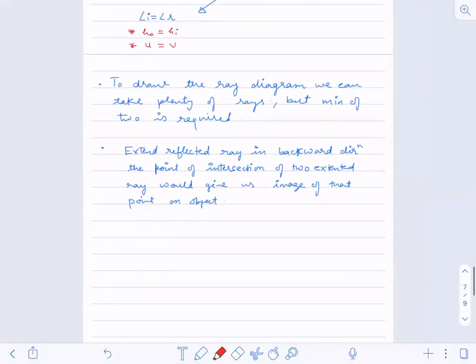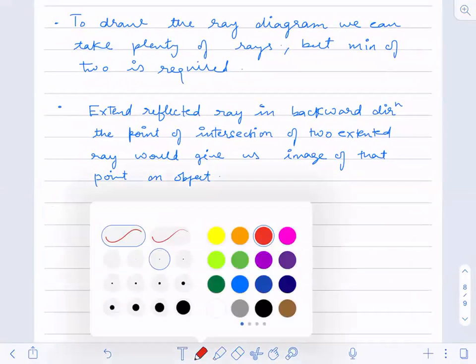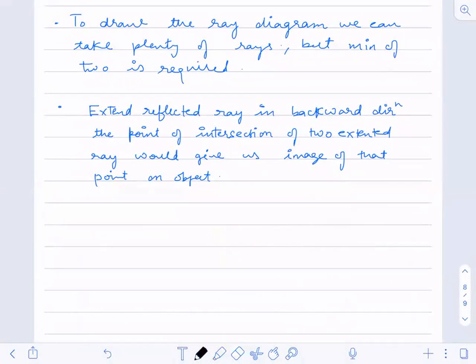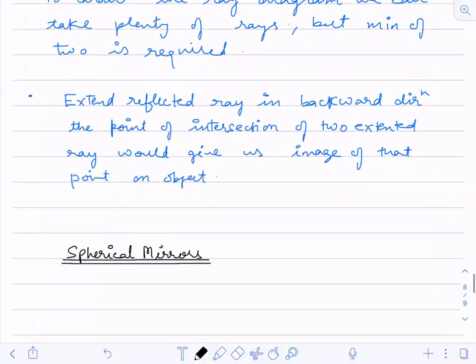the next topic is spherical mirrors. What topic are we going to see now? It is a very, very important topic: spherical mirrors. Let us start with the basics of it.